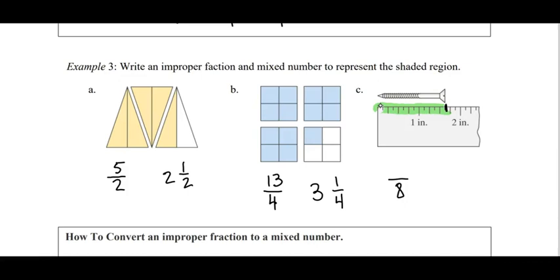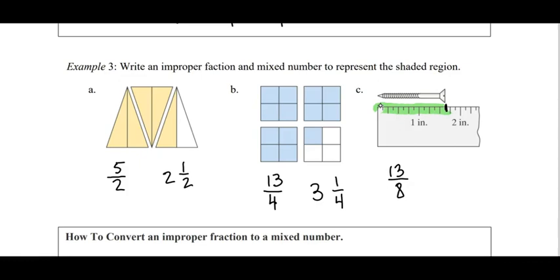So I have 13 out of 8. So 13 colored tick marks, and the denominator is 8. 8 makes a whole. Remember, you have to have an improper fraction. Your top needs to be greater or equal to the bottom.